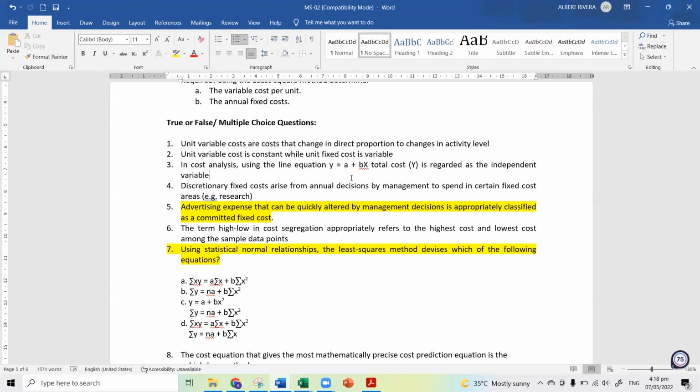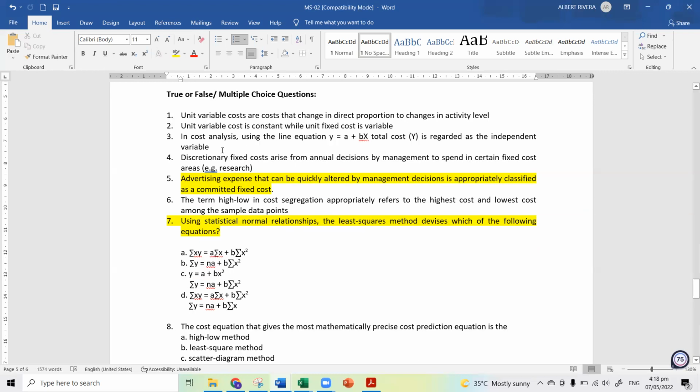So item 4, discretionary fixed costs arise from annual decisions by management to spend certain fixed cost areas resource. Yes, this is true, because discretionary is dependent on the discretion or decision of the management.